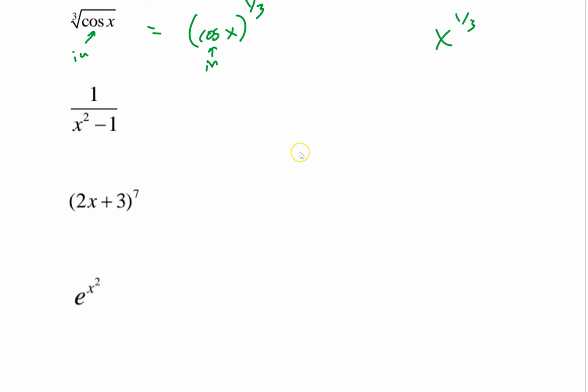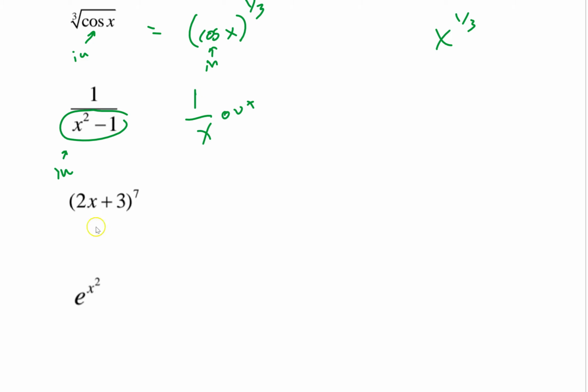This one's tricky. The inside is this. If you take that away, what's left over? 1 over x, right? You're plugging x squared minus 1 into this function. So this is your outside function, and your inside function is x squared minus 1. What are you plugging that into? You're plugging that into a function that's 1 over x.